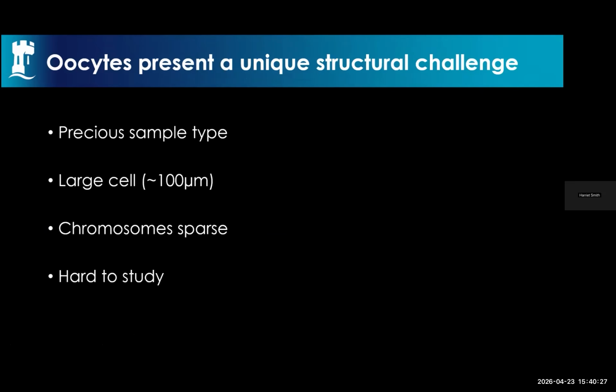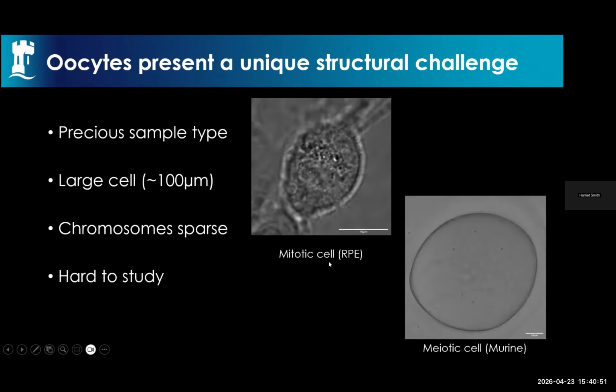Obviously, as I said, my interest was specifically in meiosis, but using oocytes presents its own challenges. As many people have said already, it's an incredibly precious sample type. This isn't something you can just culture like a standard cell line. It requires animal models or patient donations. They're also incredibly large cells. If you look at the mitotic cells that I was using previously, they have a diameter of roughly 20 microns, whereas the meiotic cells have a diameter ranging from 80 to 120 microns.